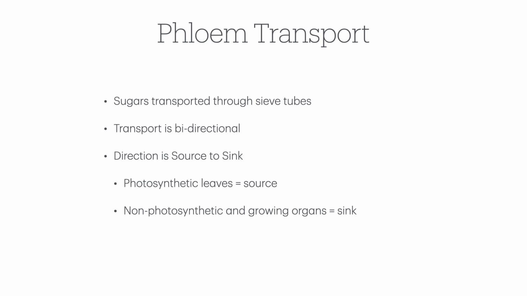The direction is always source to sink, and we'll understand this better when we talk about the pressure flow hypothesis. And the source, again, are the photosynthetic leaves that are exporting sugars from the leaves. That is, they are producing more sugars than they are utilizing. And the sinks are non-photosynthetic tissues and organs that are growing or not photosynthesizing at all, or storing sugar in the form of starch.